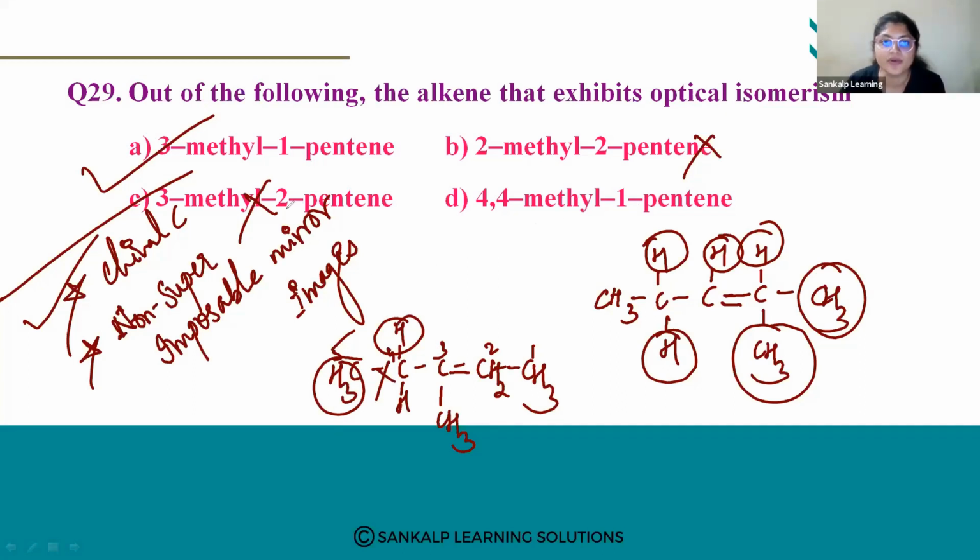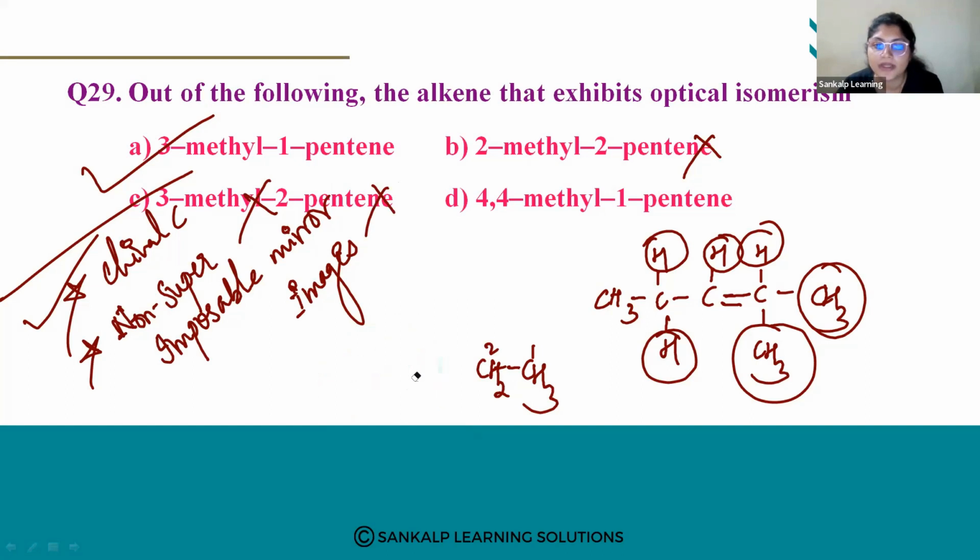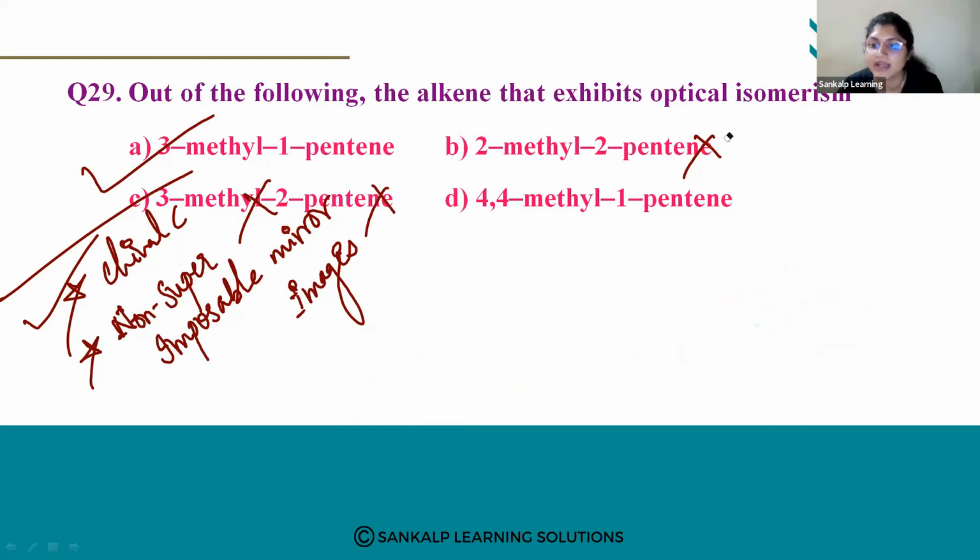Now we'll go for the fourth one. Okay. So this is also wrong. We'll go for the fourth one now. So for optical isomerism, there are two conditions. First is what? We have to check whether the compound is having chiral carbon, and second condition is that it should be a non-superimposable mirror image.